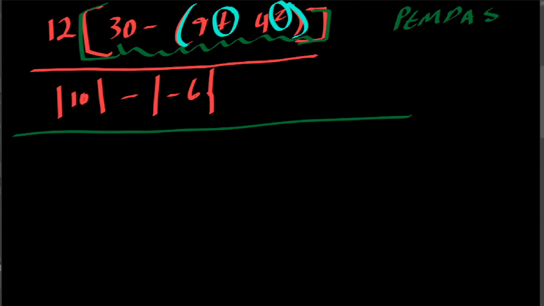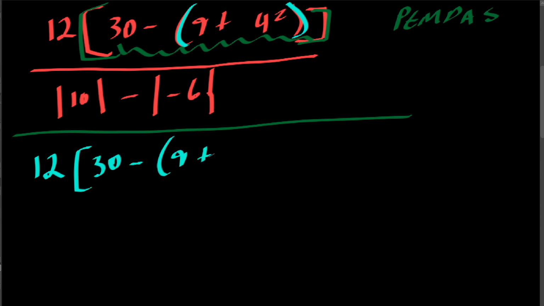Okay, I know that's a lot to follow, but once again, I want you to see a very hard one just so you can see how crazy this can get. So our parentheses, 9 plus, we're going to do 4 squared, which is 16.